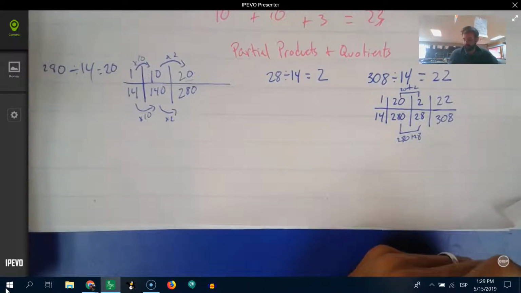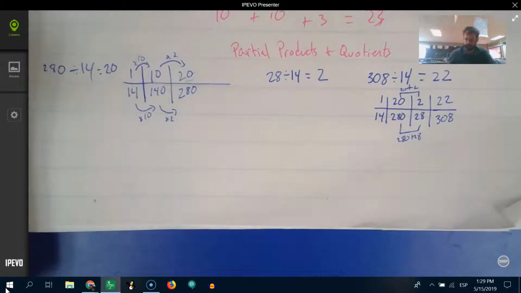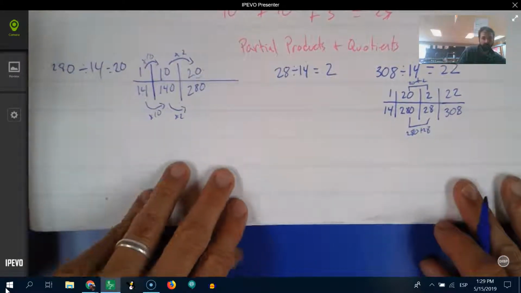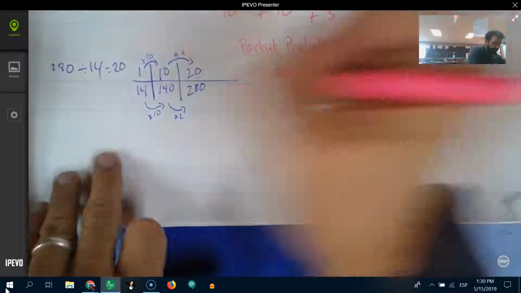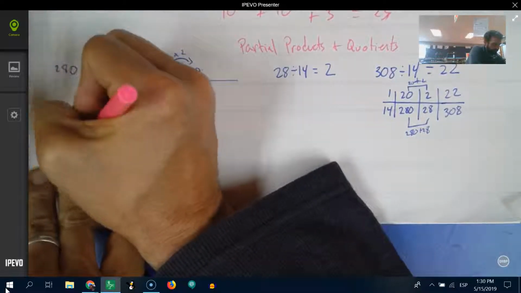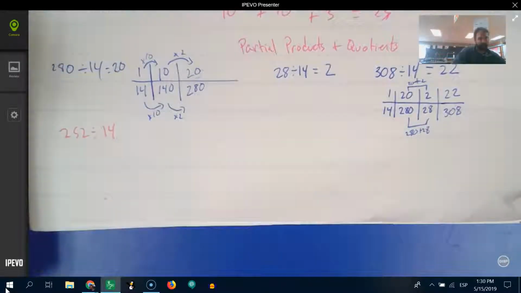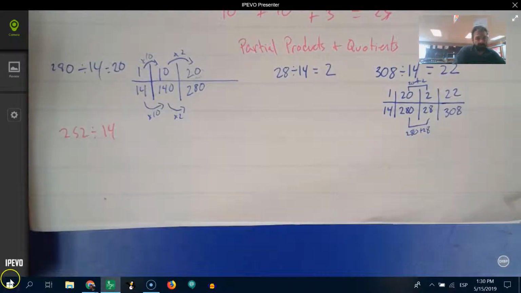Let's look at some other problems. What about 252 divided by 14? Pause it, think about it, and try to figure it out.